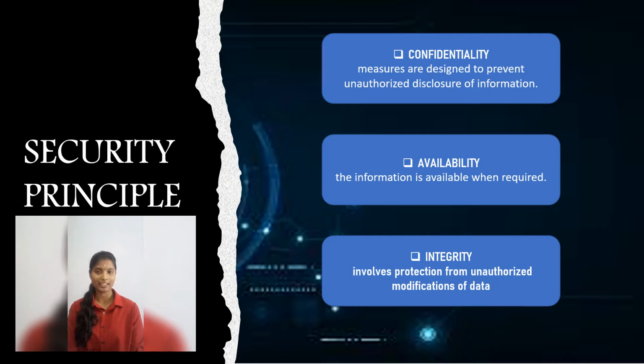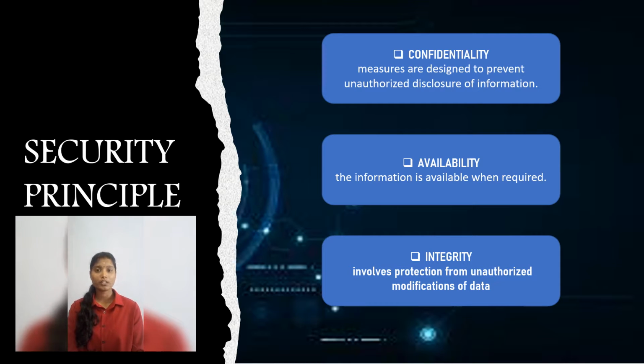The basic tenets of information security are confidentiality, integrity, and availability. Every element of the information security program must be designed to implement one or more of these principles. Together, they are called the CIA triad. The first element is confidentiality. These measures are designed to protect against unauthorized disclosure of information.